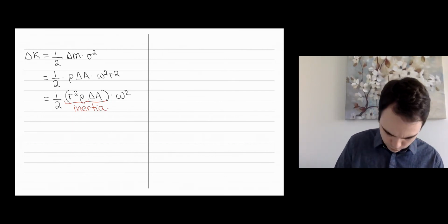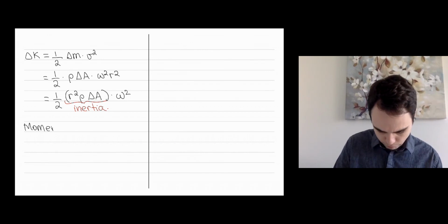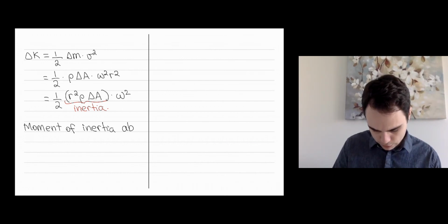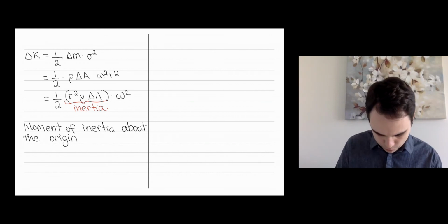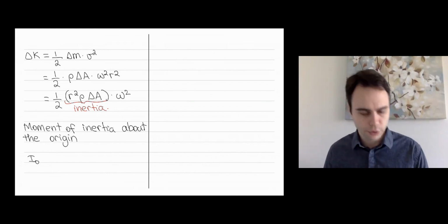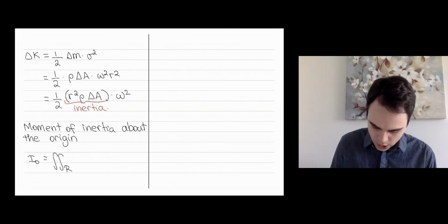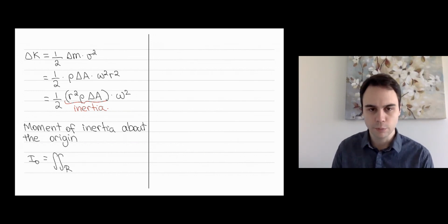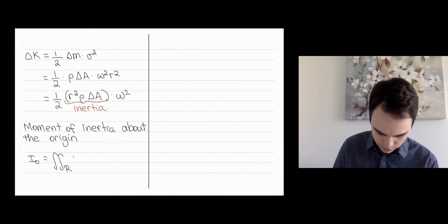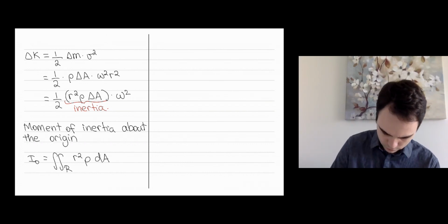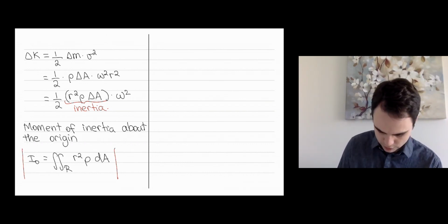So the moment of inertia about the origin, denoted by I_0, 0 denoting the origin, is equal to the double integral over R of these little inertia contributions from different pieces of the surface of the region. So that's the double integral of r squared times the density function, times dA. So here it is in the box.